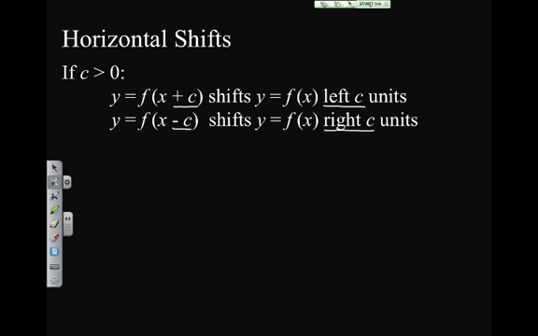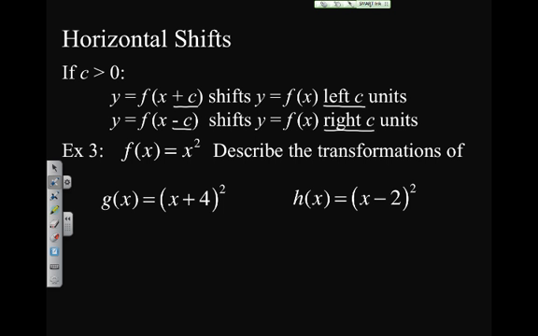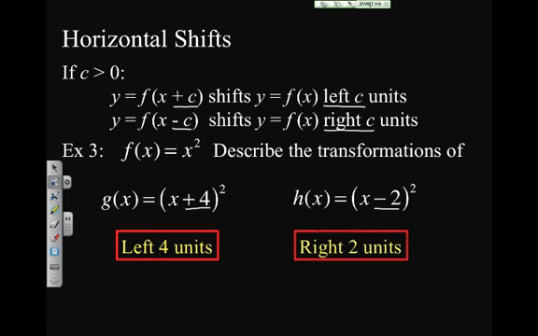To look at example 3, we've got f of x equals x squared. To describe the transformations, notice in here we've got x plus 4. That whole quantity is squared, but the 4 is added to the x, so that's going to move us to the left 4 units. Over here in the second part, we've got x minus 2. That's going to move us 2 units, and it is in with the x, so that's going to be 2 units to the right.